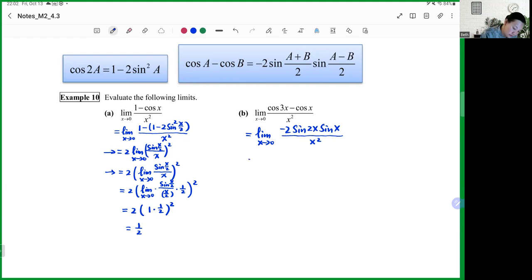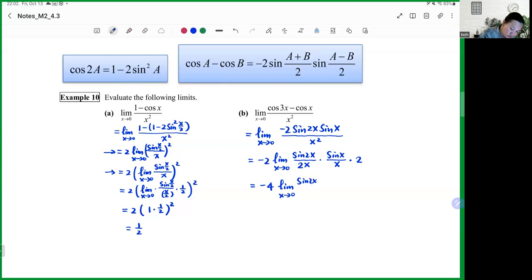Okay, and after that, everything is easy. I'll take out -2. I'll change it to sine 2x divided by x and sine x divided by x. In order to use the special limit, I will divide 2 here and multiply 2 here. In my next step, I will take out this 2 as well, so -4. And I have 2 special limits.